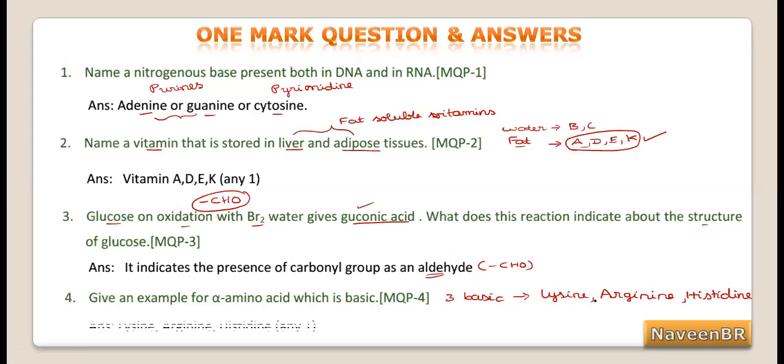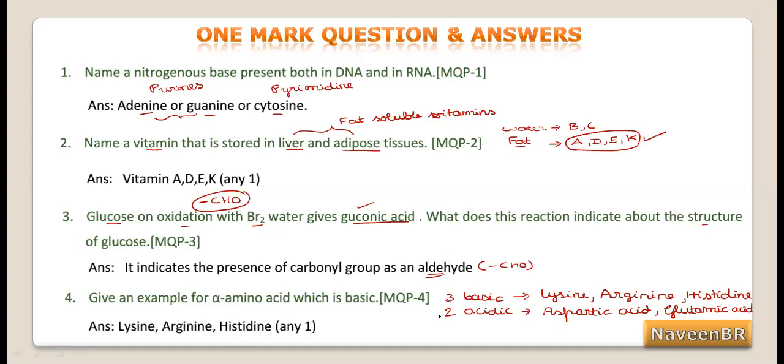Let me see the answer. Anyone, that is lysine, arginine or histidine, can be taken as the answer for the related question. Similarly, if acidic is asked among the 20, 2 are acidic amino acids, they are aspartic acid and glutamic acid. So I'm just discussing all the related information along with the answer for the required question.